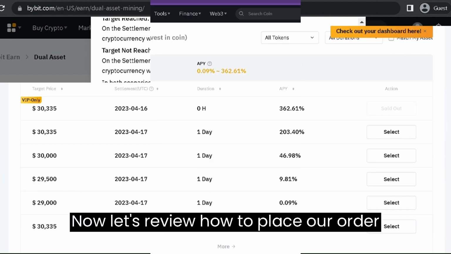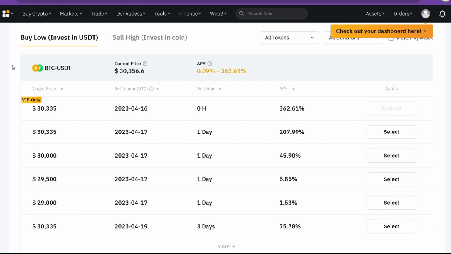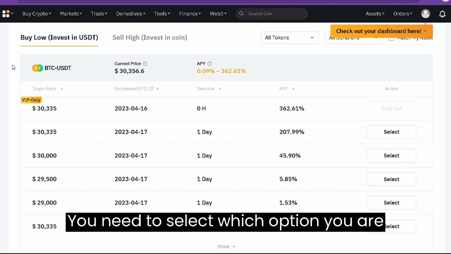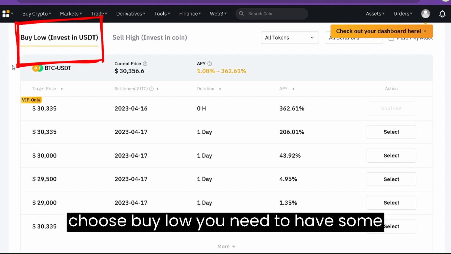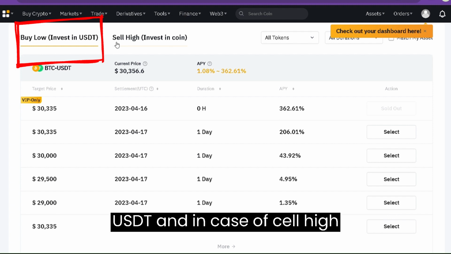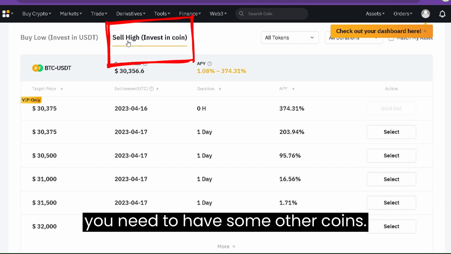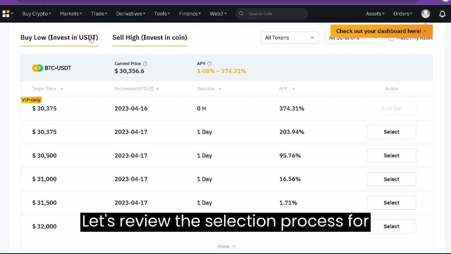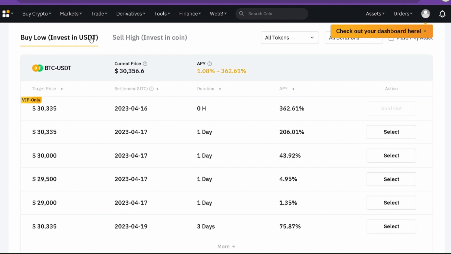Now, let's review how to place our order in the system and how to get a better deal for ourselves. You need to select which option you are willing to submit. If you choose buy low, you need to have some USDT, and in case of sell high, you need to have some other coins. Let's review the selection process for the buying low option.